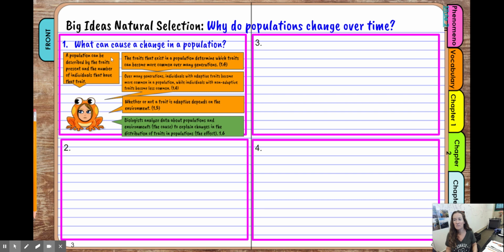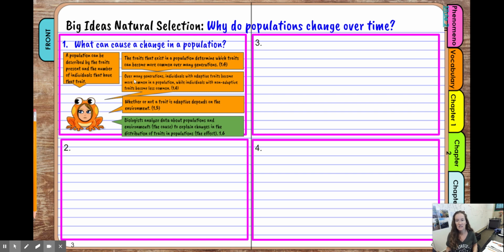A population can be described by the traits present and the number of individuals that they have. The traits that exist in a population determine which traits can become more common over many generations. So that's one of the key factors into what's causing change.